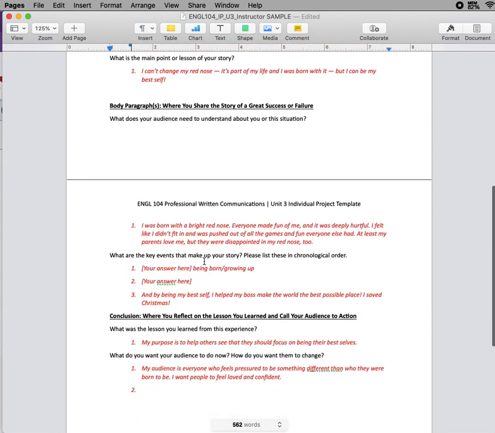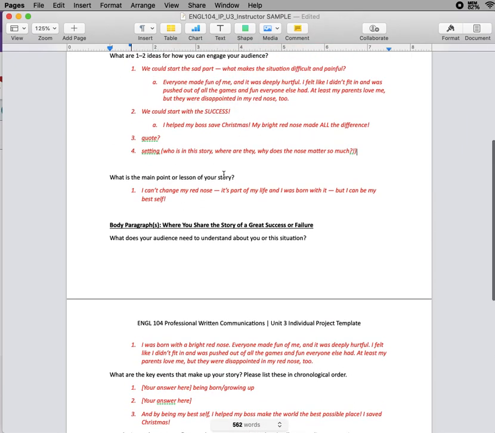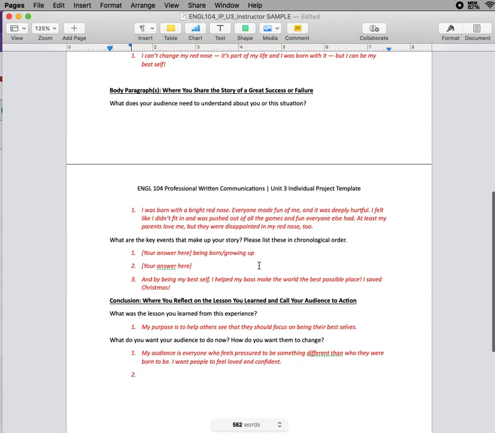So now let's go down to here. What are the key events that make up the story? Again, that's going to depend on how we want to tackle it. So I'm thinking, just spitballing, remember you're playing with these ideas. And again, you can change it as you head to the next part. So we could talk about the being born part. And the red nose being a shock to everyone because no one else in my family has one. So I'm an outlier there and they didn't know what to do with me and if I was okay.